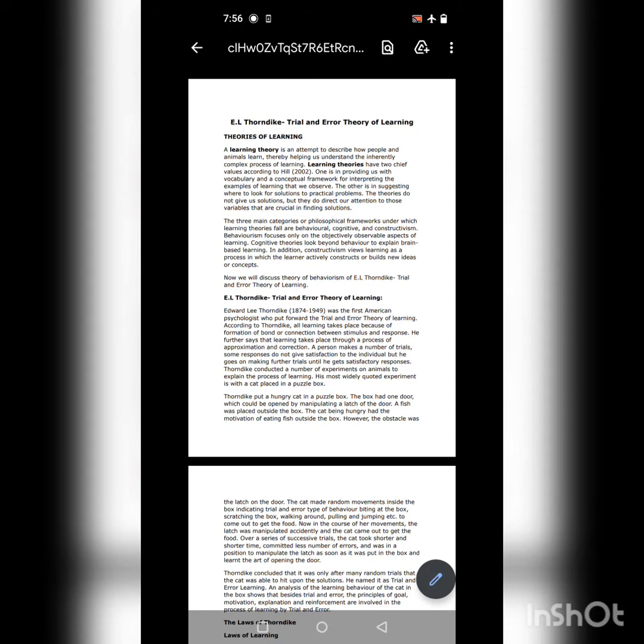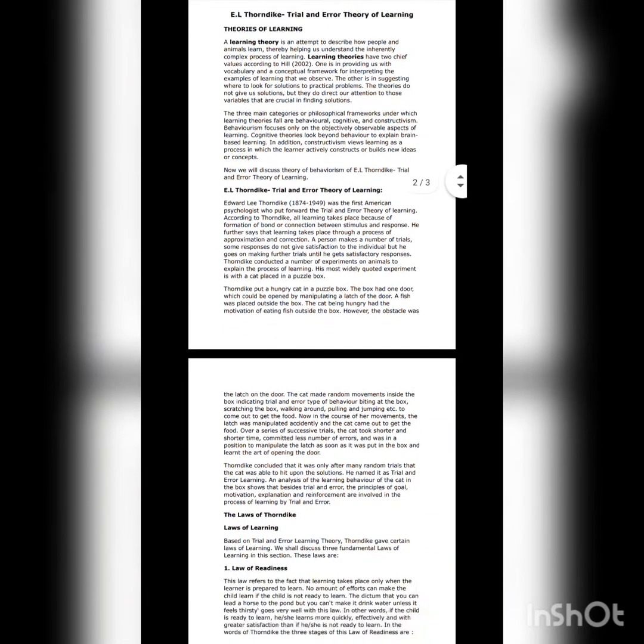Now, we will discuss the theory of behaviorism of E.L. Thorndike, which is also called the trial and error theory of learning. Edward Lee Thorndike was the first American psychologist who put forward the trial and error theory of learning. According to Thorndike, all learning takes place because of the formation of a bond or connection between stimulus and response. He further says that learning takes place through a process of approximation and correction.